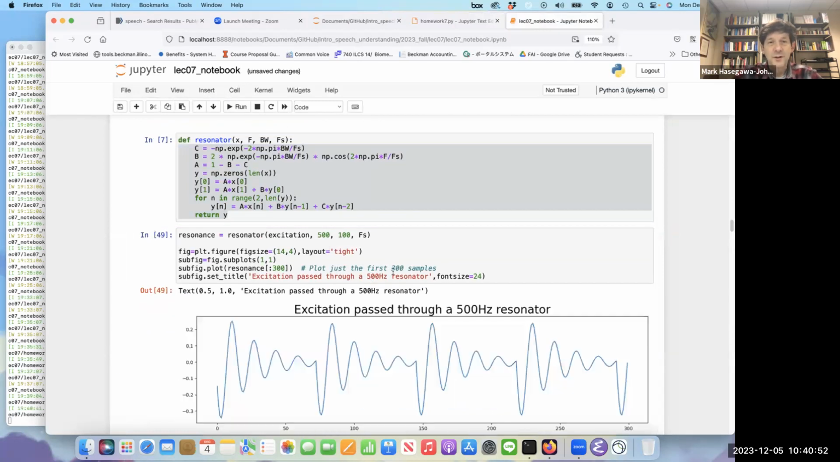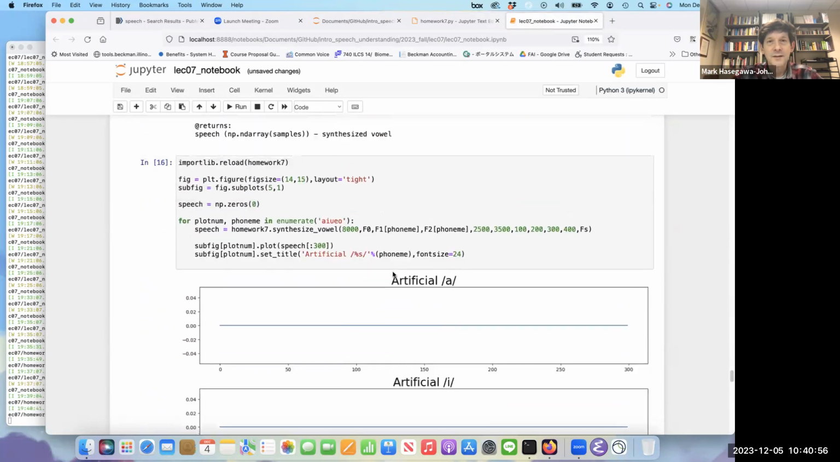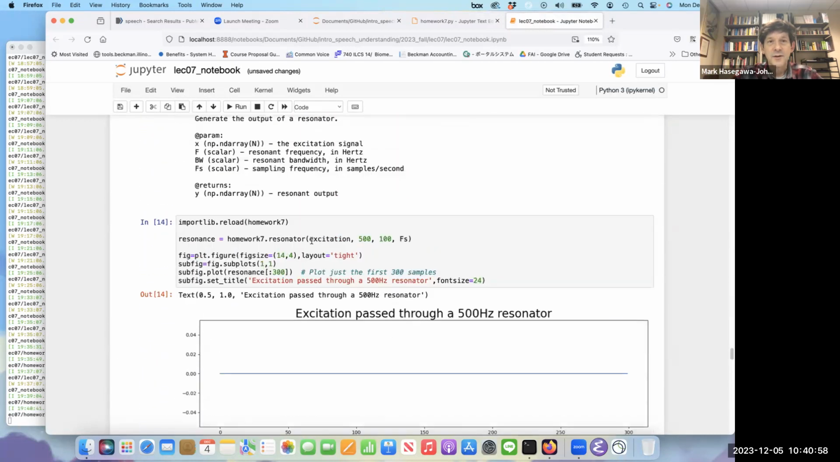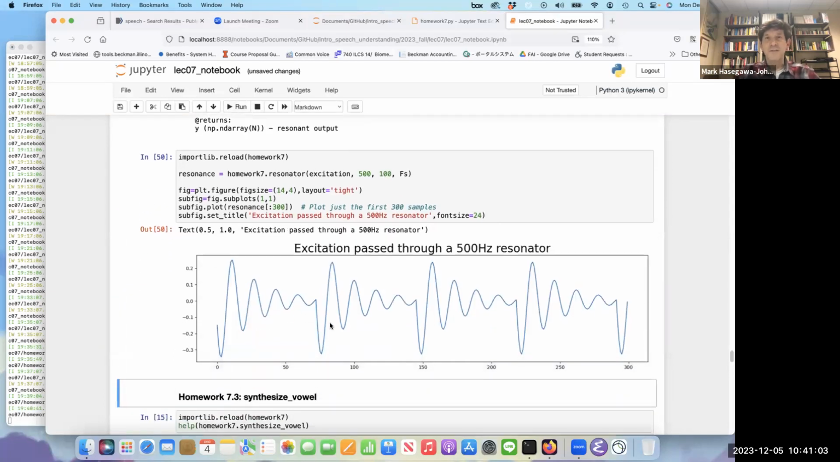Oh, this is not the homework. I need to go down to the homework again. So if I go down to the homework now, if I run homework 7 resonator, I have the result of a 500 hertz resonator.